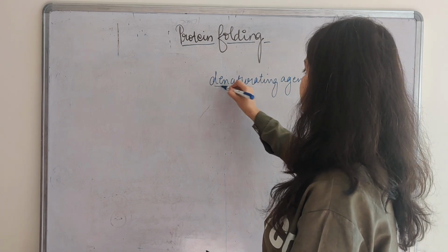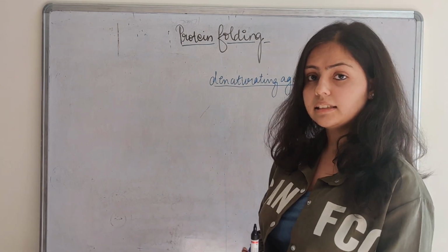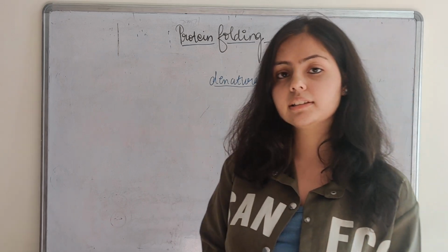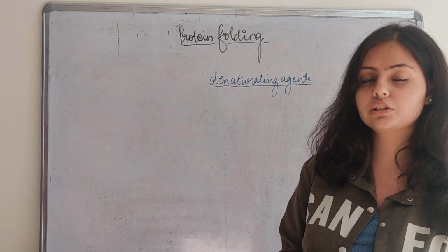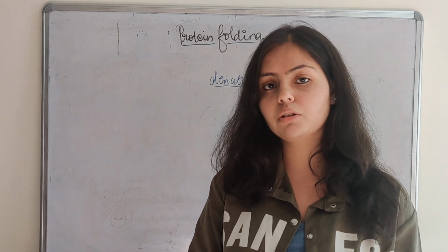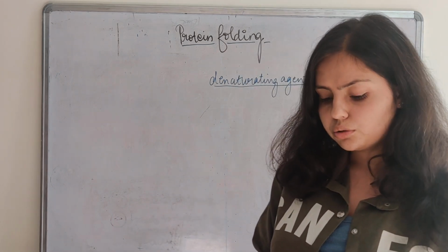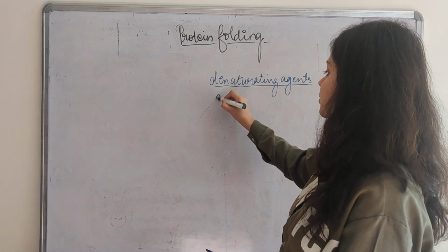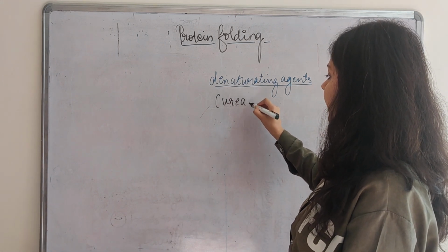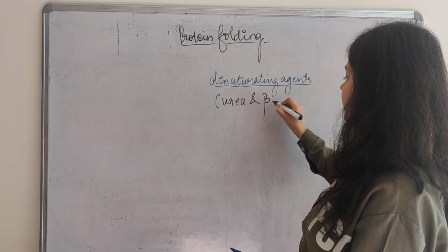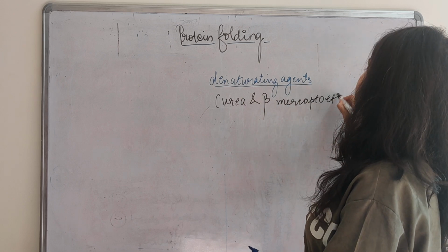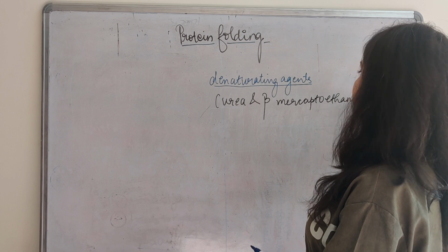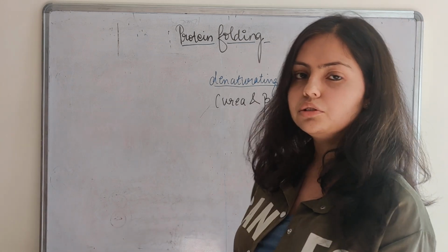What are denaturating agents? These are the agents that break down something, denature their conformation or break down their conformation. So the two reagents he used were urea and beta mercaptoethanol.